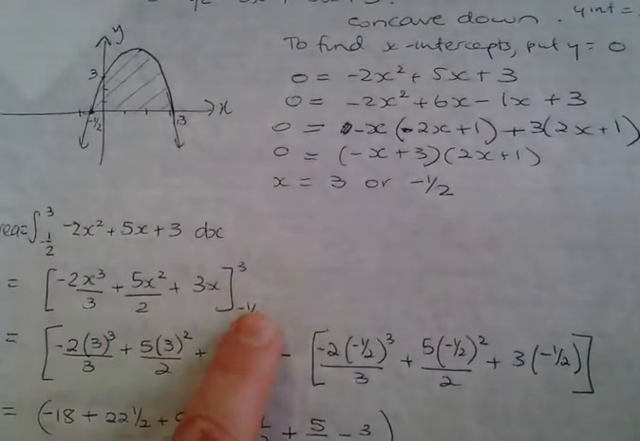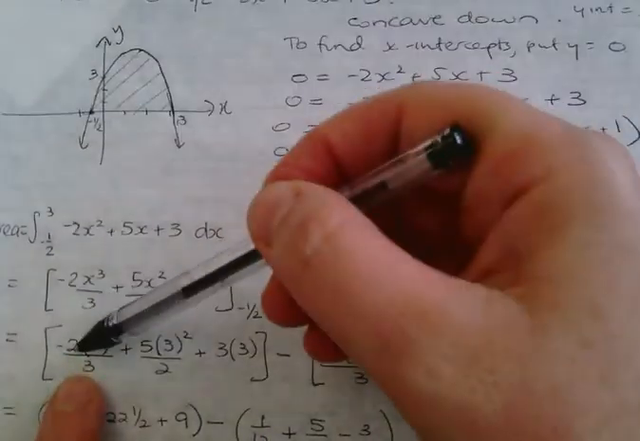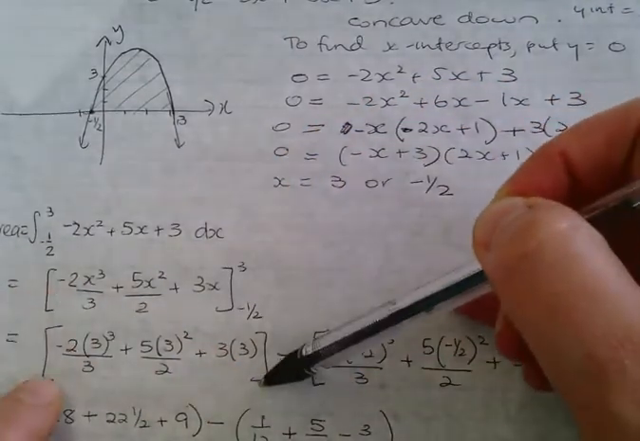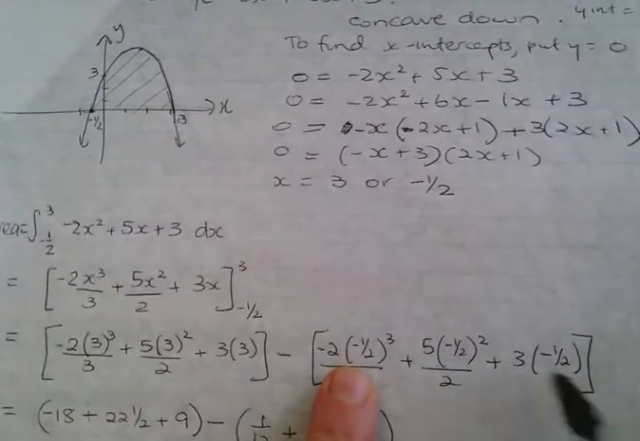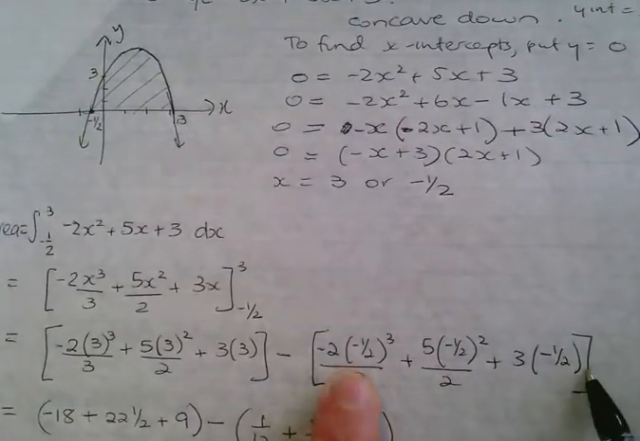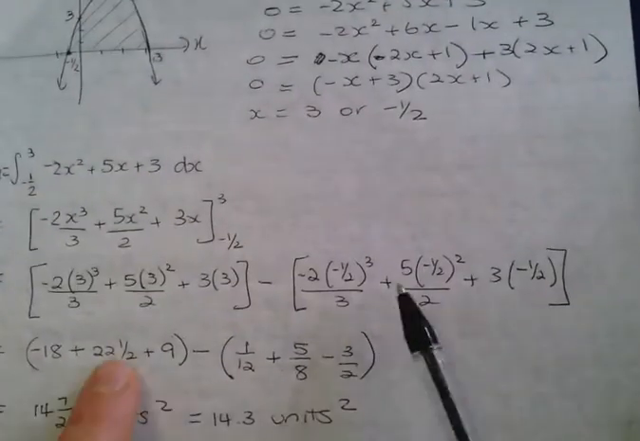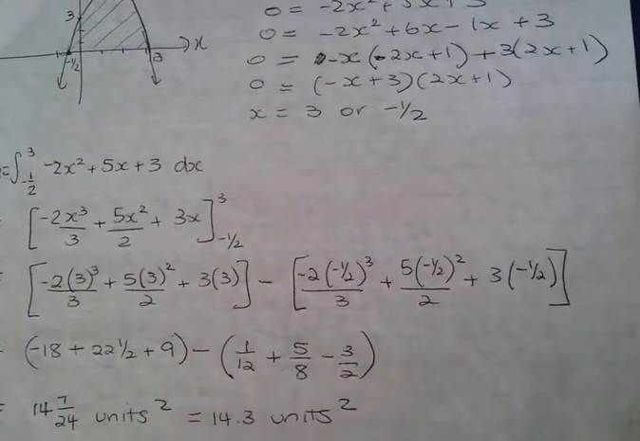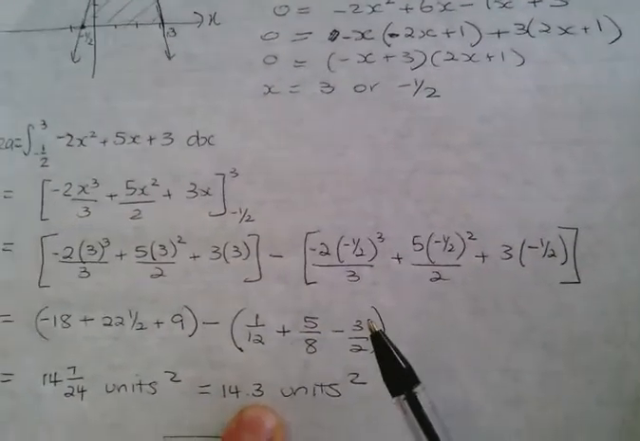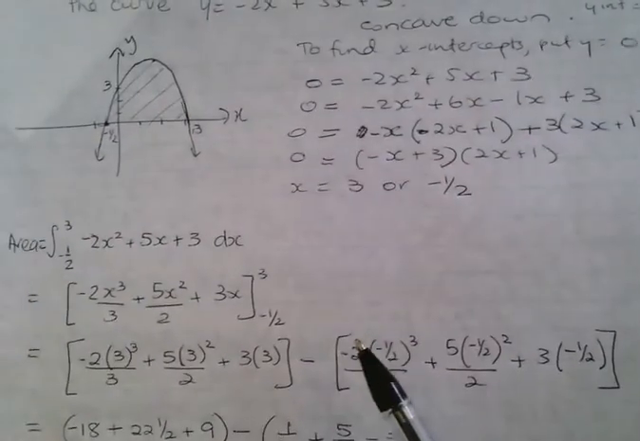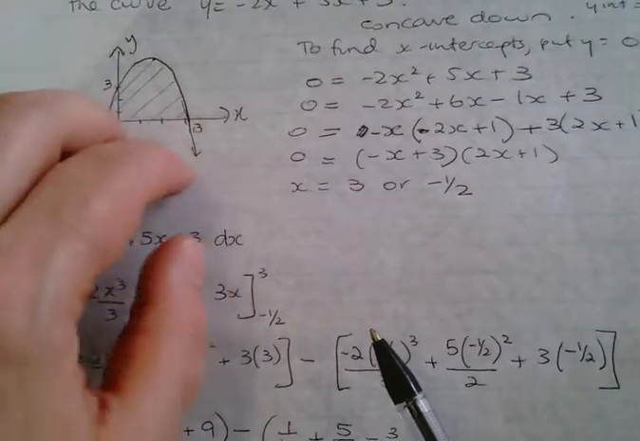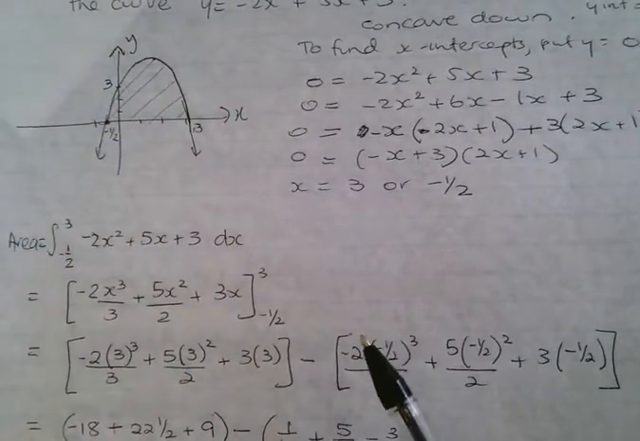So you do your integration, you substitute in your 3. Look, I substitute in my 3, put it in big square brackets, minus, substitute in the -1/2. Notice I've done every single substitution there. Work out the first bracket, minus, and then work out the second bracket. And I got 14.3 units, I think it was to 1 decimal place. Now, all that area is above the x-axis, which is fine.